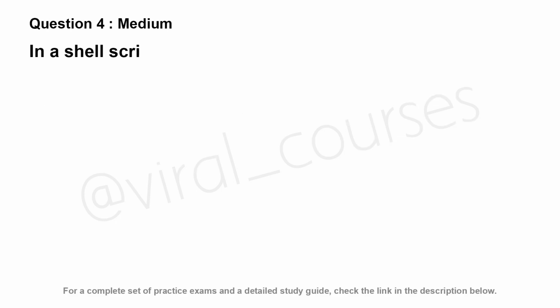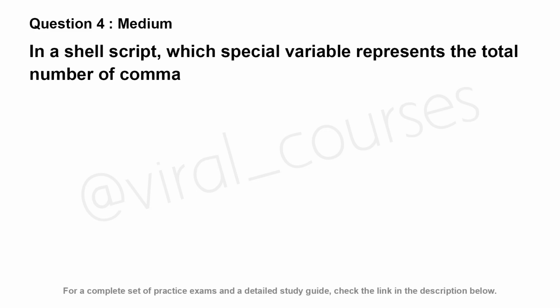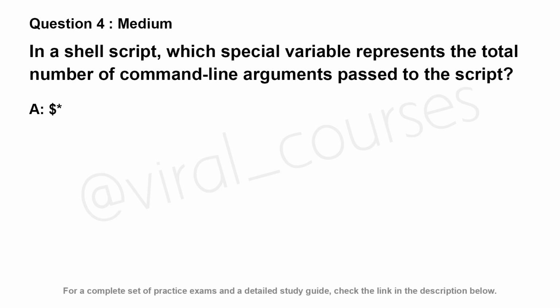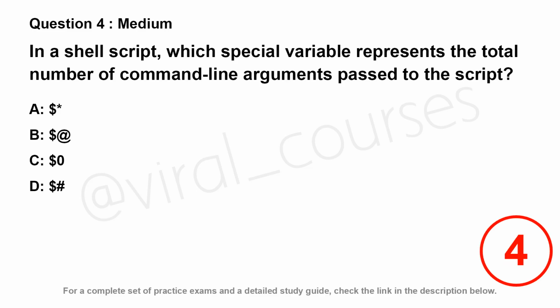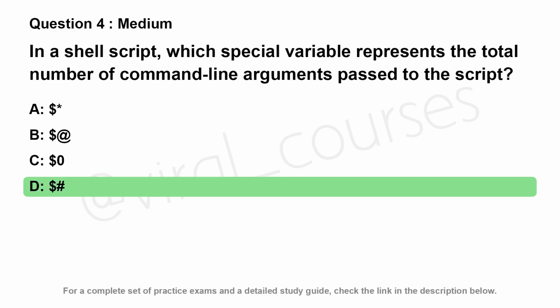In a shell script, which special variable represents the total number of command line arguments passed to the script? Option A, $*. Option B, $@. Option C, $0. Option D, $#. The correct answer is D.